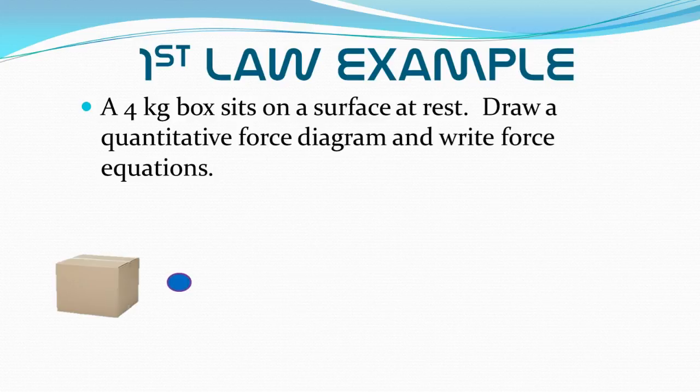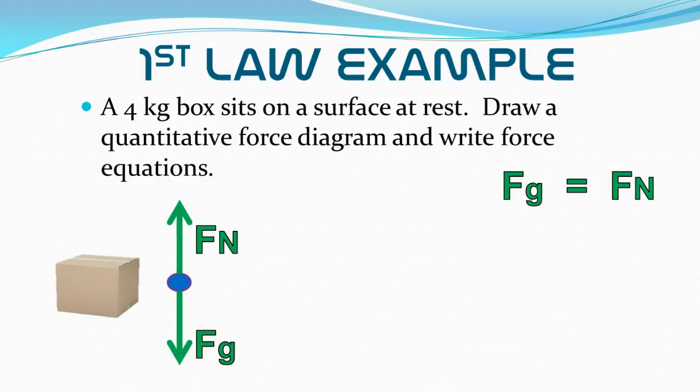Let's draw a force diagram for this example. I have a box that's 4 kilograms on a surface at rest. I know there's gravitational forces involved because there always is. It's on a surface, so I have a normal force. The object isn't accelerating or even moving left or right, so there's no horizontal forces. It's not accelerating up or down, it's at rest, so these are balanced forces.